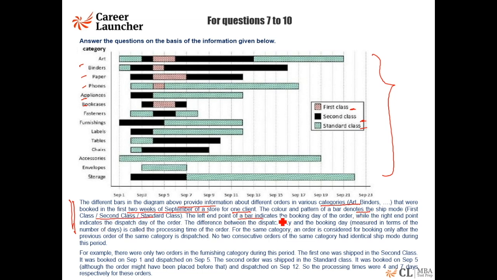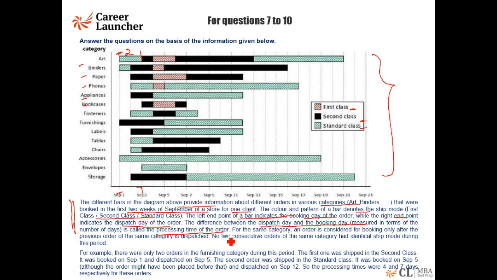The left end point of the bar indicates the booking day of the order, while the right end point indicates the dispatch day of the order. The difference between dispatch day and booking day in terms of number of days is called processing time of the order. So if I just go back, this is 1st September, and this is going to be 3rd September. So the processing time here is 2 days.